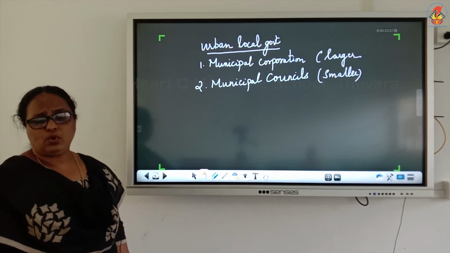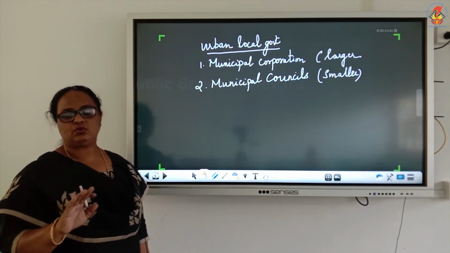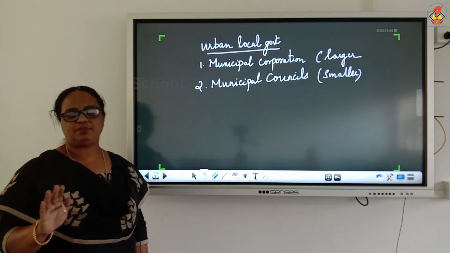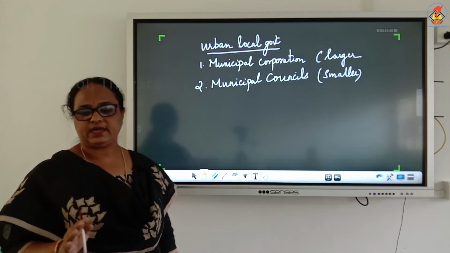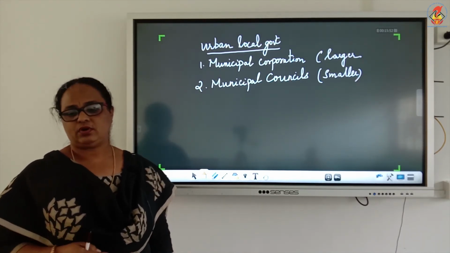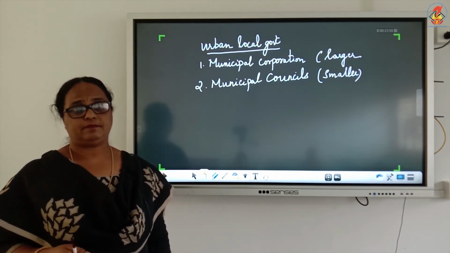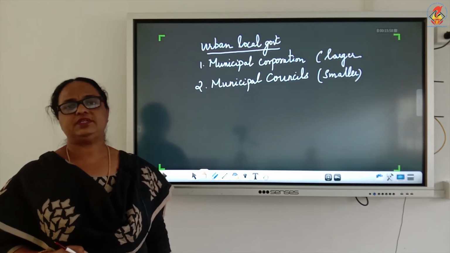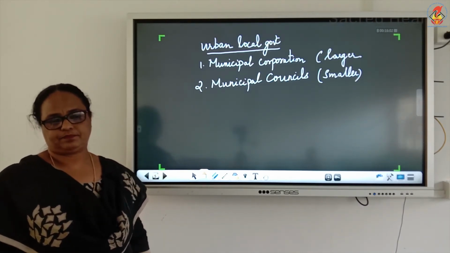Both municipalities and municipal corporations are controlled by elected bodies of people's representatives. Then we have the mayor, or the municipal chairperson, who is the head of the municipality.